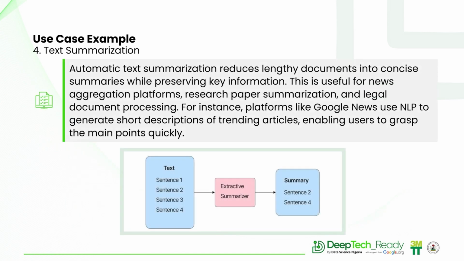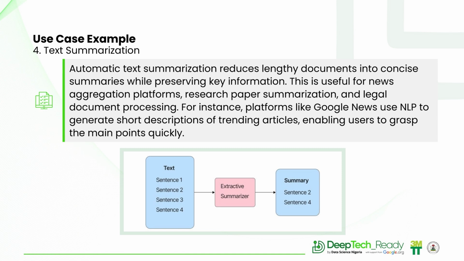Another use case is text summarization. Text summarization uses NLP to condense long documents into short, yet meaningful summaries. This is especially useful for news, legal documents, and research papers. For example, Google News summarizes articles so users can quickly get the main idea without reading the entire story. And there are so many more chatbots that allow for text summarization, and all these chatbots also make use of NLP.